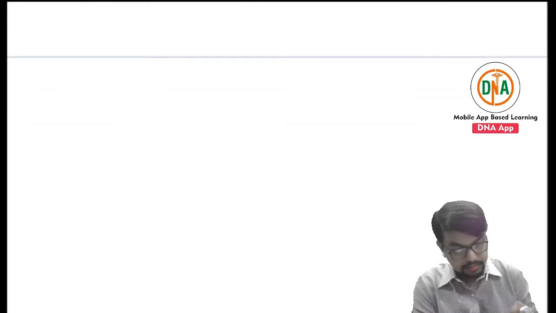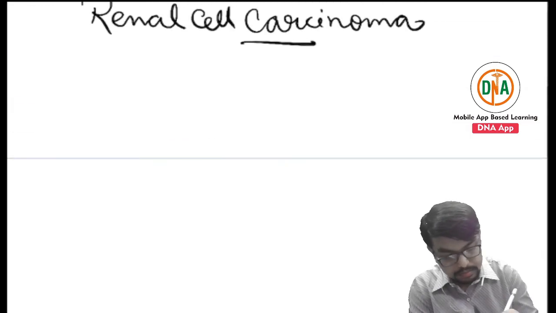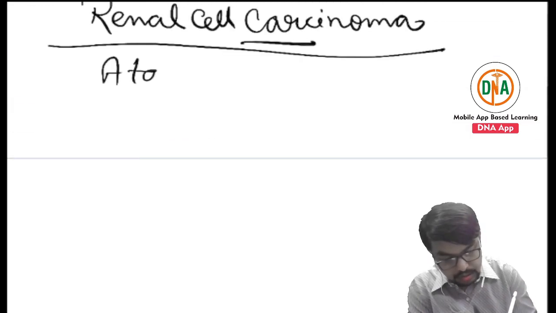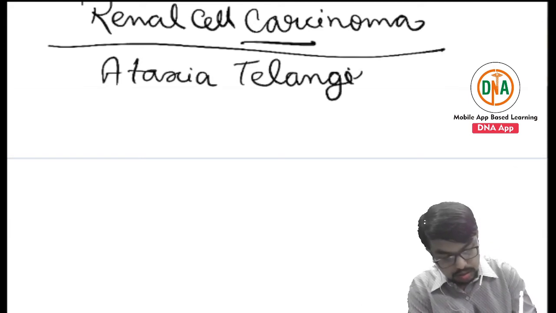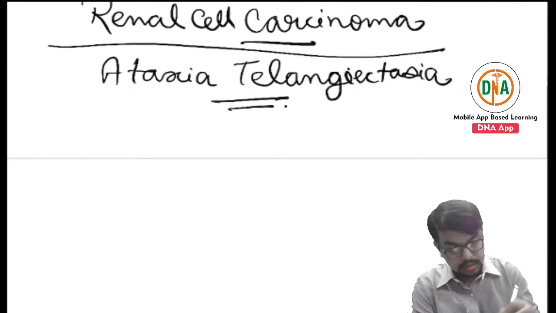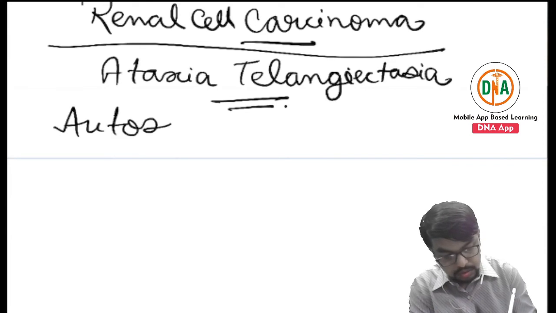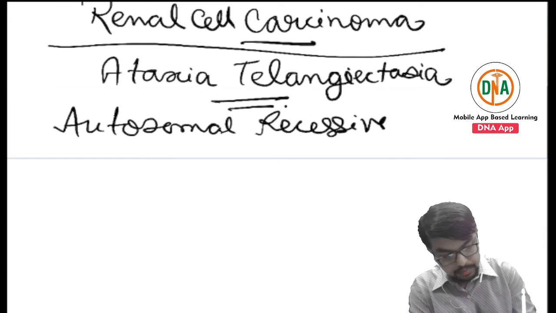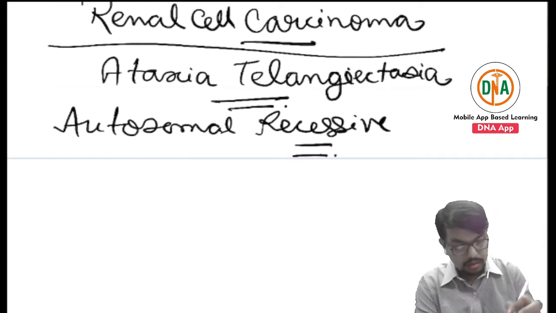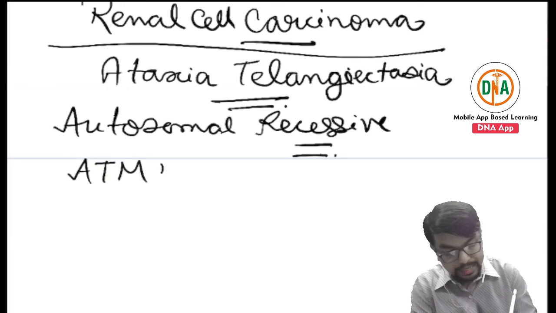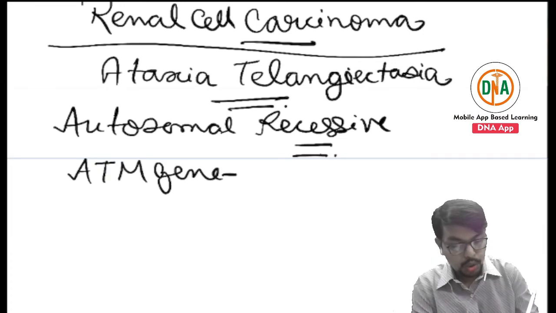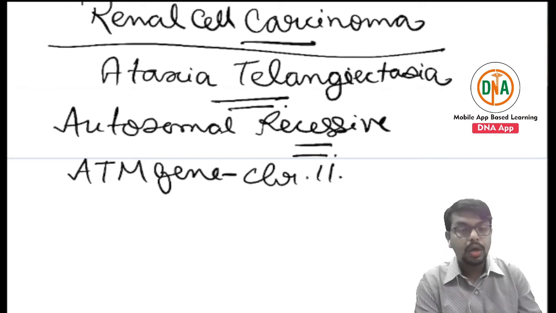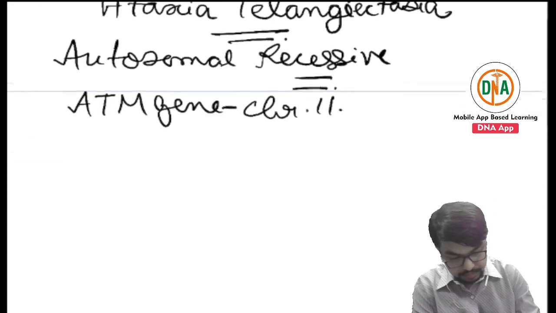Okay, next disease is ataxia telangiectasia. This is autosomal recessive. So far we have discussed all were autosomal dominant. This is autosomal recessive. The gene responsible is ATM gene present in chromosome 11.